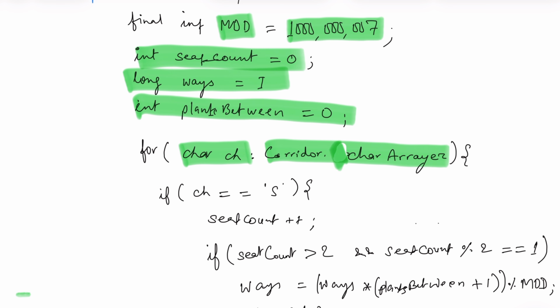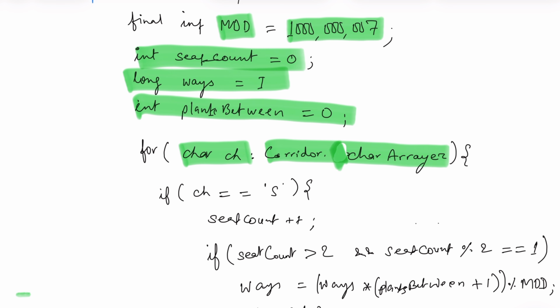This seat count is getting increased each time. So the very first 2 seats are there, so seat plus plus will happen, 2 seats. Now when the seat count is greater than 2, and if you take the mod with 2 and it is equal to 1, it means we have an odd number. In that case, we'll reset this, and we'll find the ways.